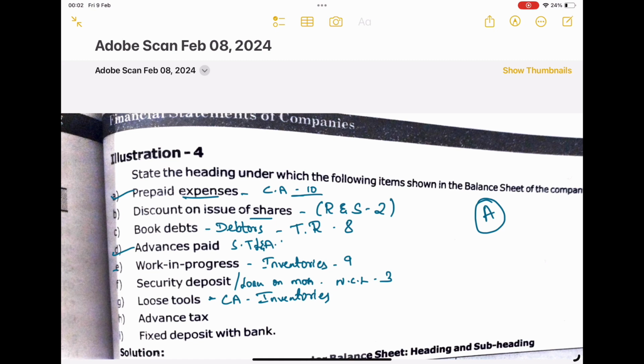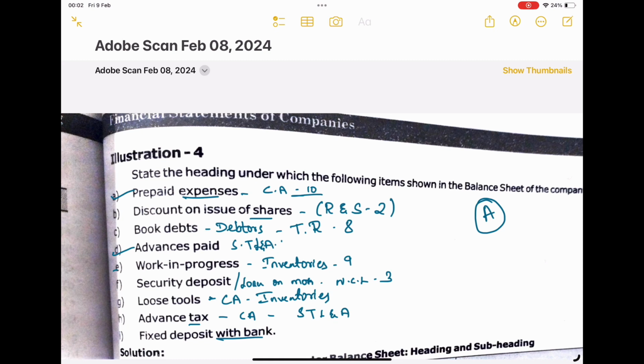Okay. Next, advance taxes. Advance taxes are nothing but tax I have paid in advance. For example, for September month tax I am paying in the month of March itself. As an advance I am paying my tax. So it is a current asset. So we can write it in the short-term loans and advances line.